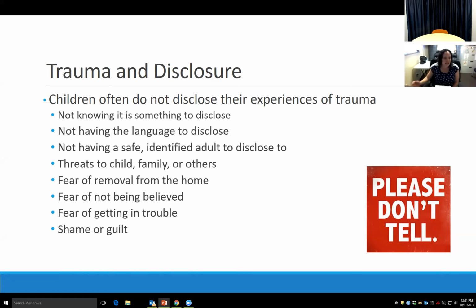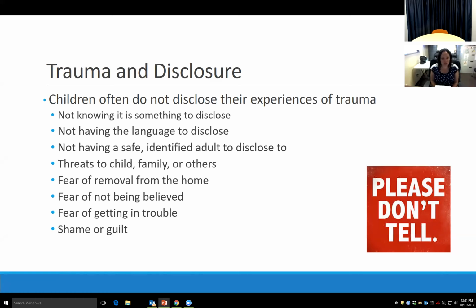So some reasons that we know, and again, this is not exhaustive, so I'm curious if you've come up with some other reasons that are not on this list. But number one, not knowing that is something to disclose. So if a child has grown up experiencing, let's say, violence in their home, they may not know anything different, right? So they may not know, oh, this is something I should tell my teacher about, this is just my life. And people aren't always just upfront about, oh, here's what my day-to-day looks like at home, particularly kids. So they just don't know that this is something to tell.